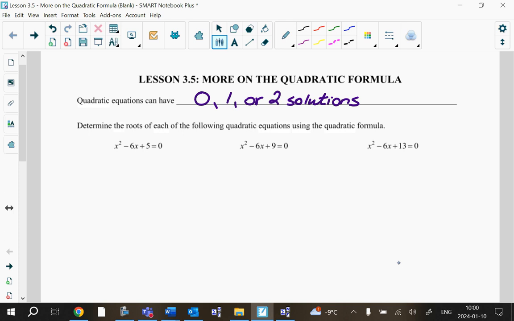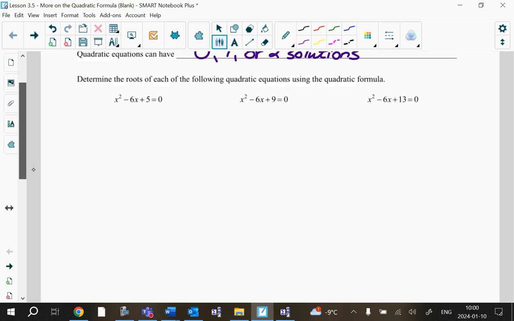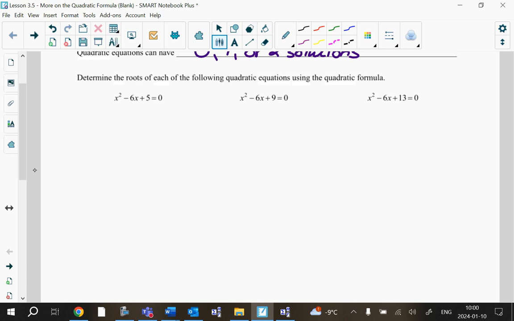So what we want to be able to do is, if I give you a quadratic equation like the 3 you see here, I want you to be able to tell me how many solutions there are without actually having to solve it. And there is a way we can do that. But before we figure out that way, we're actually going to solve them. And we're going to use the quadratic formula. Do you remember the quadratic formula?